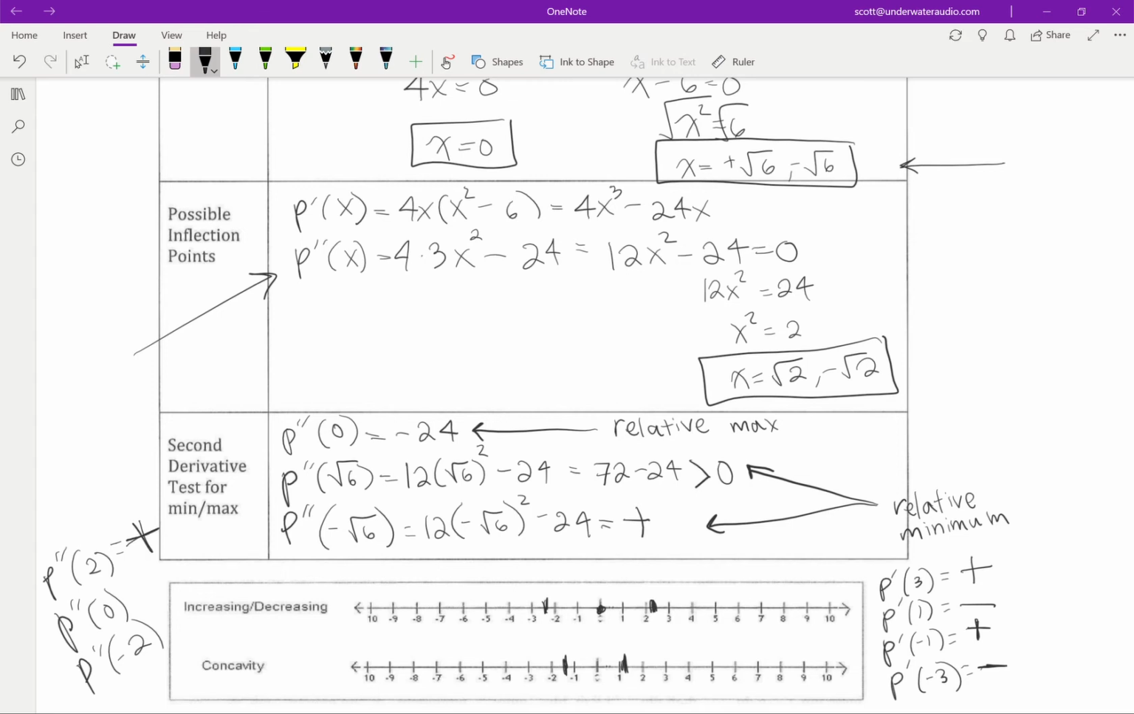And then second derivative at 0, I plug in 0, and it looks like I'll just get something negative out. And plugging in negative 2 into the second derivative, negative 2 squared is still 4. 4 times 12 is 48. I still end up with something positive. Okay.